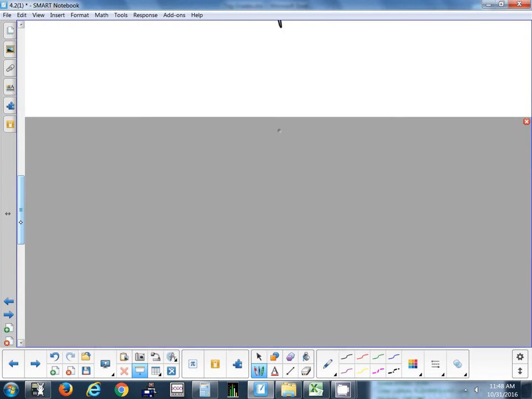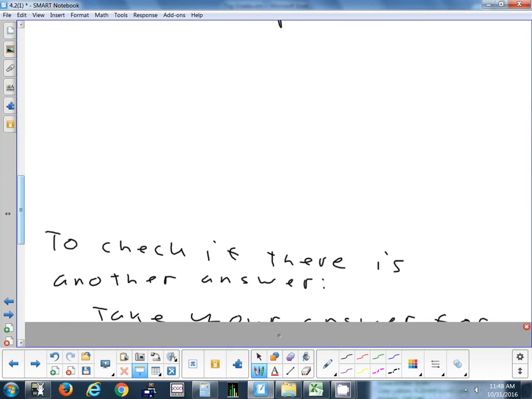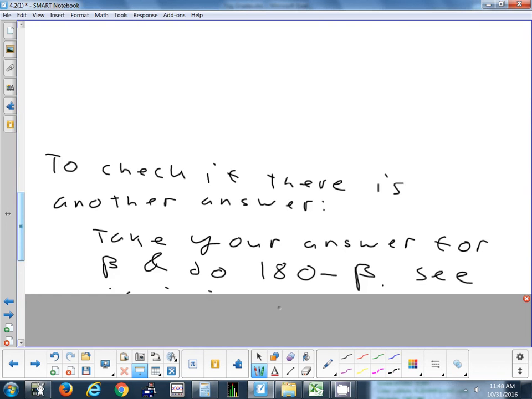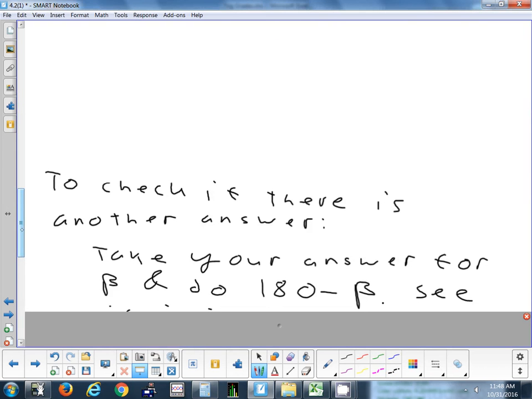All right, so if there's a second solution, take the answer that you just got. In this case, it's beta. In another problem, it might be alpha or gamma. But take the answer that you just got and subtract it from 180. Okay, so let's do that.